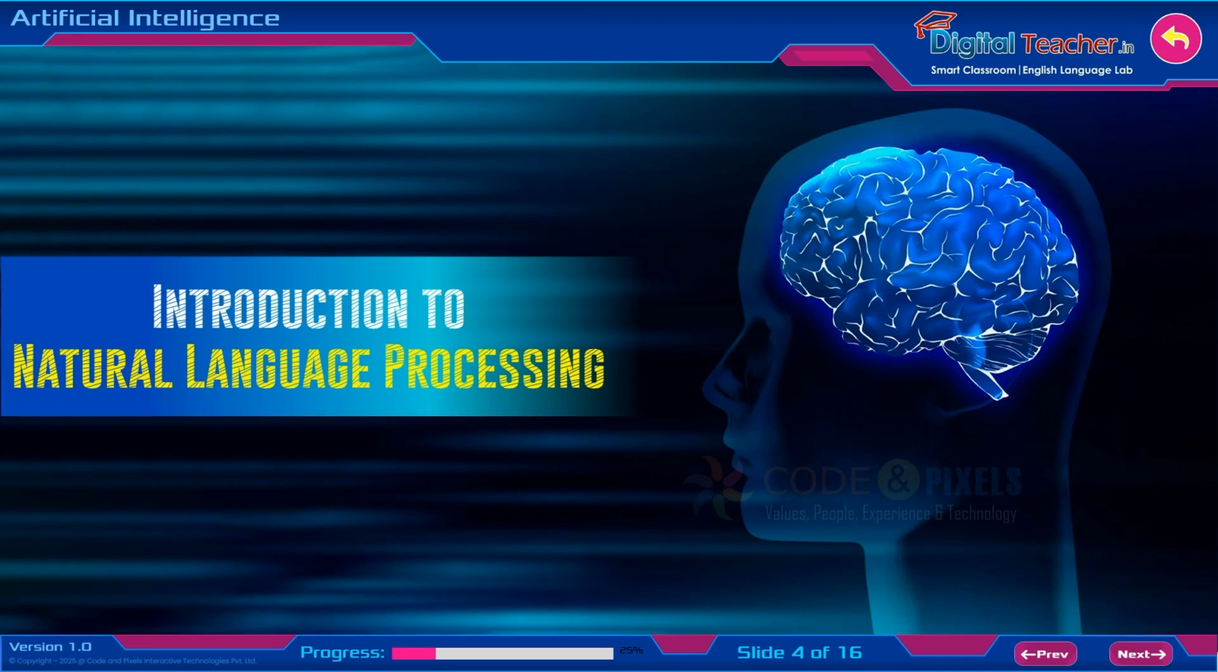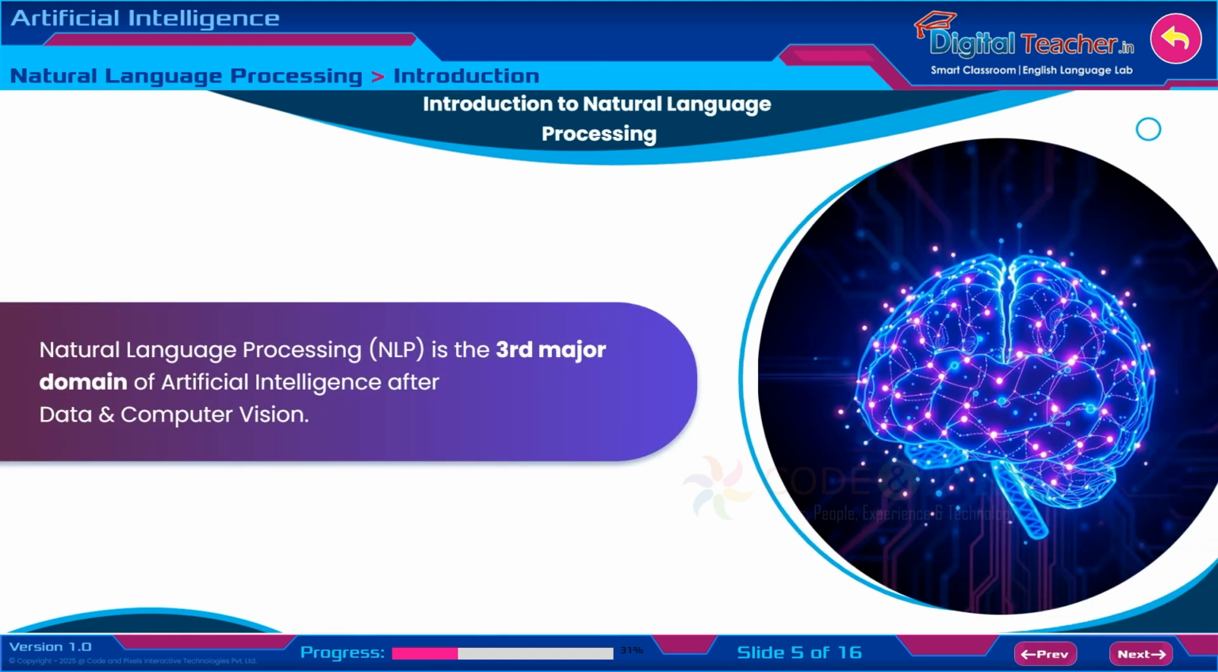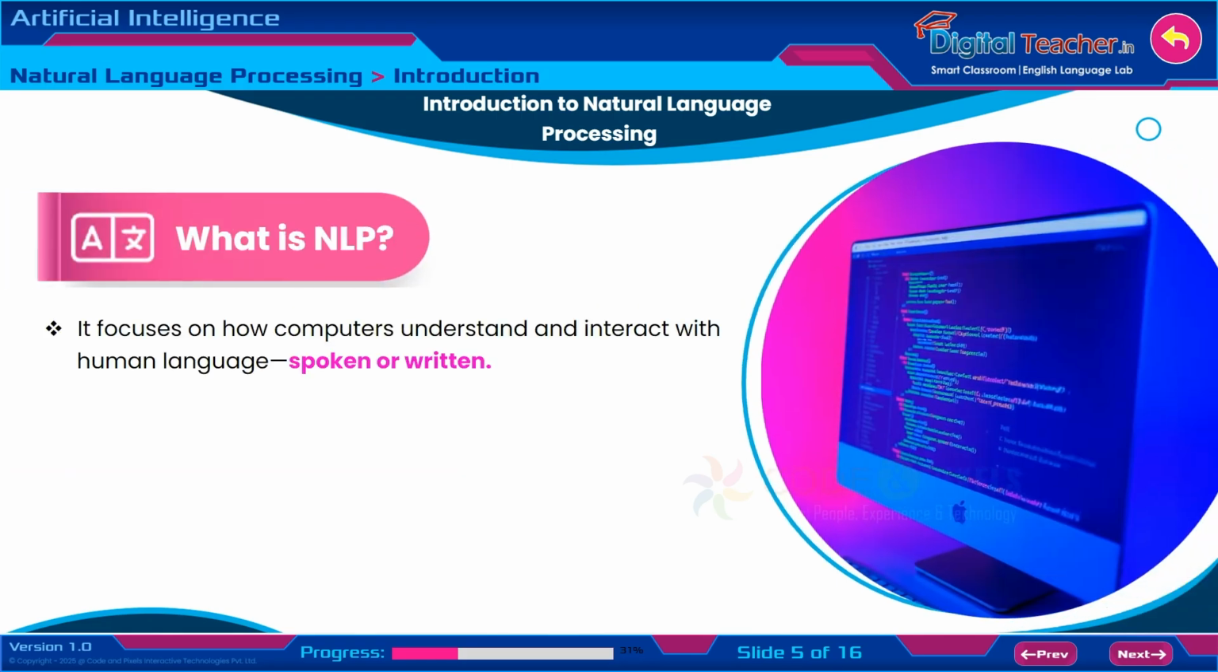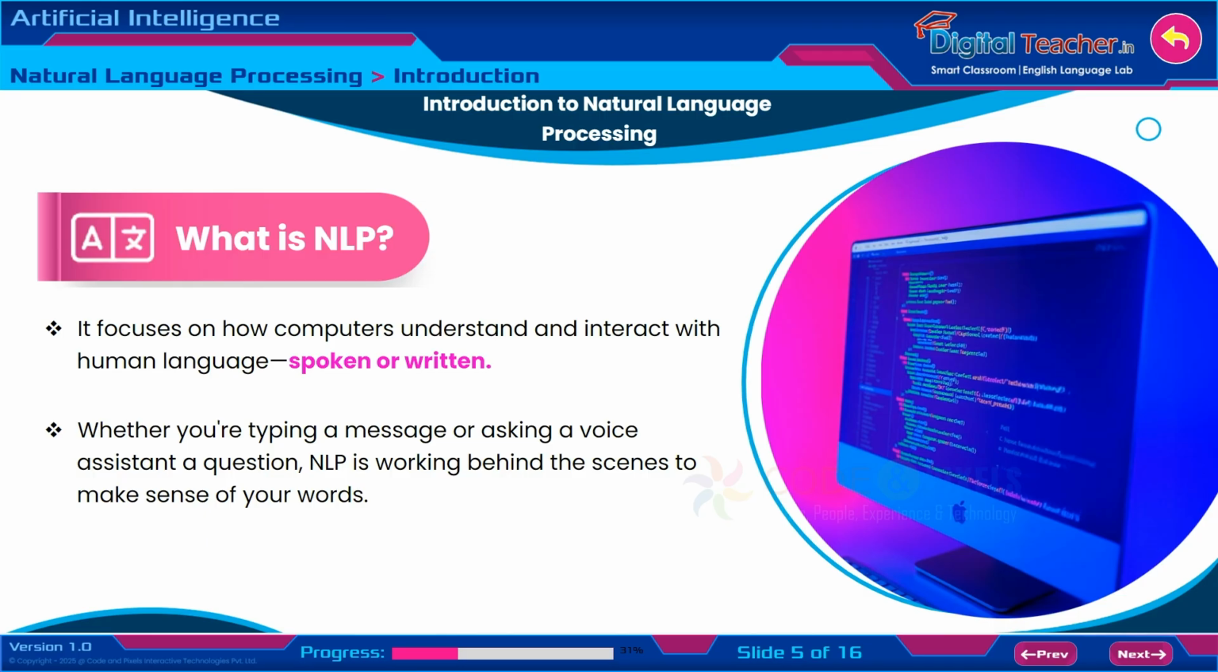Introduction to Natural Language Processing. Natural language processing is the third major domain of artificial intelligence after data and computer vision. It focuses on how computers understand and interact with human language, spoken or written. Whether you are typing a message or asking a voice assistant a question, NLP is working behind the scenes to make sense of your words.